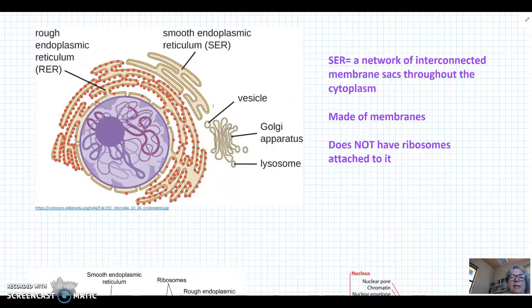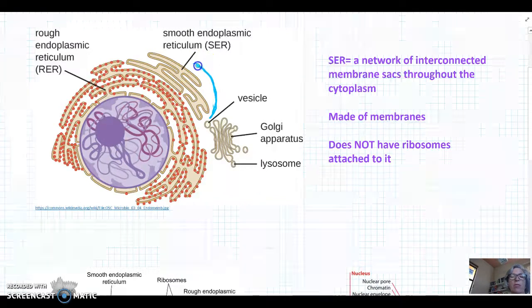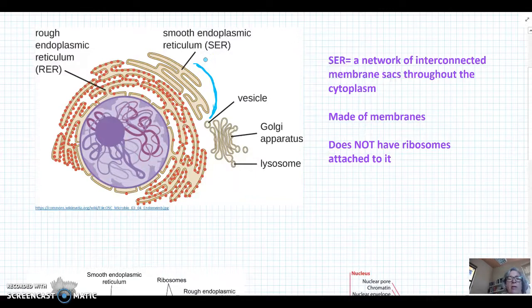So if you can see in the diagram here, we have this series of membranes that looks very smooth, and in fact that's how it got its name. Early microscopists looked at cells and they saw areas of membranes that did not have dots on them, which we now know, of course, that these dots on the RER are ribosomes, but this area that did not have dots on it, they called it the smooth endoplasmic reticulum because it looked smooth.